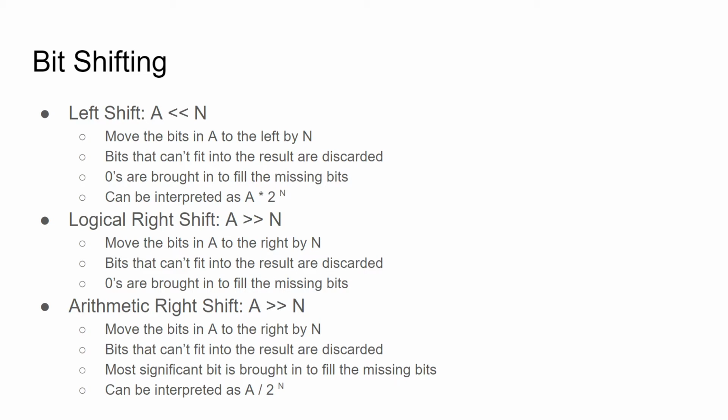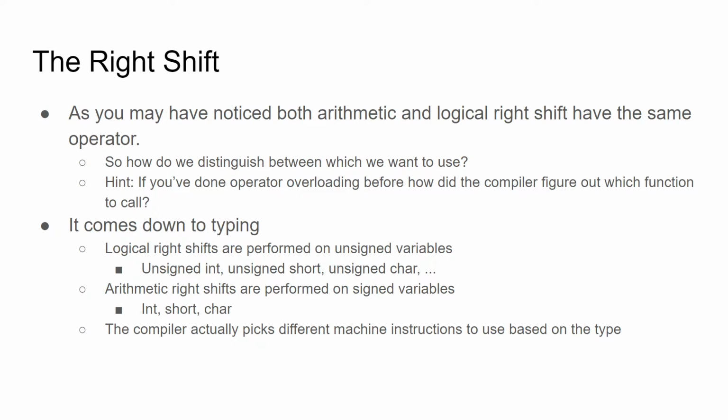Notice here that logical right shift and arithmetic right shift are written identically, right? There's no difference between how you write them. But how are you going to specify whether you want a logical right shift versus an arithmetic right shift? How do I say which one I want? The right shift, which one ends up being done, depends on the type of the variable.